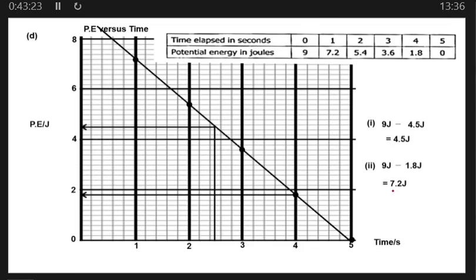All right, so let's see. We began with 2.5. Yeah, so the kinetic energy was actually increasing. Yeah, so it is making sense from 4.5 to 7.2. So yeah, all right.